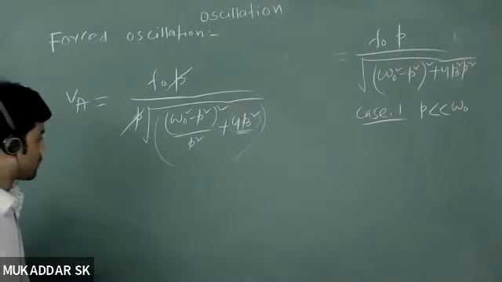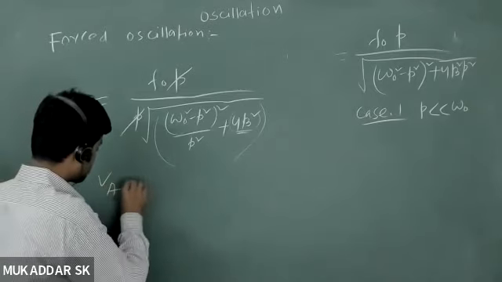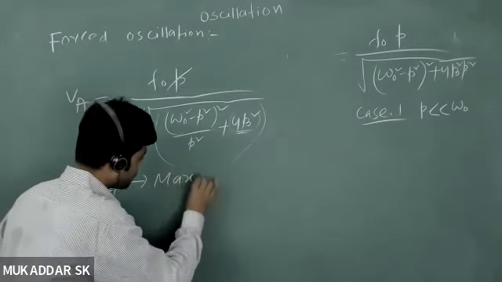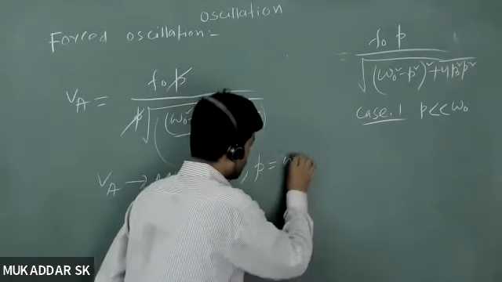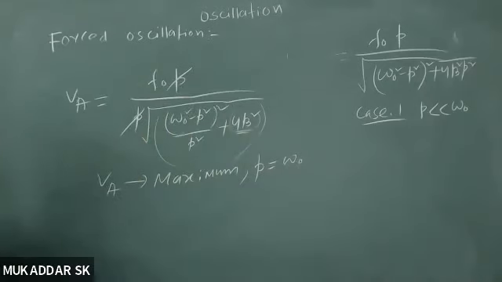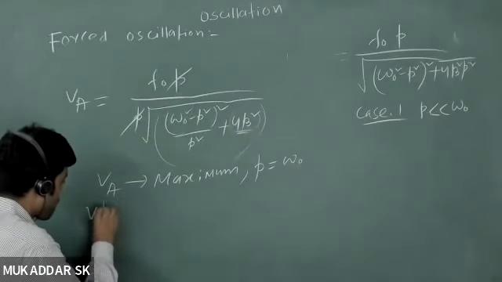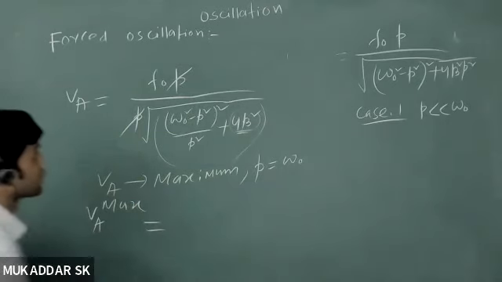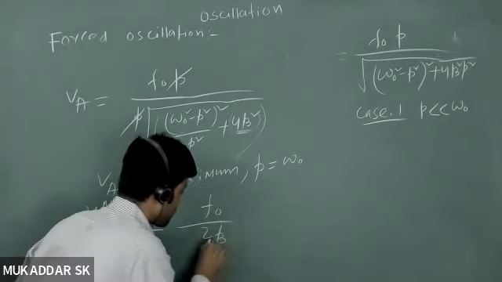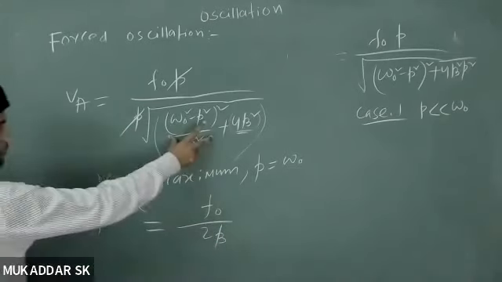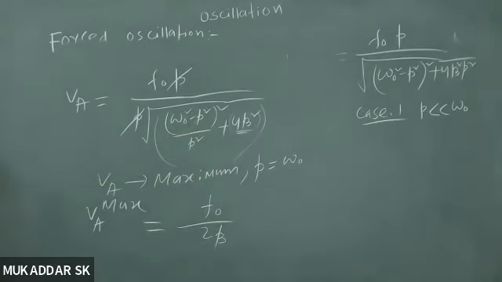Okay. So it means VA will be maximum. It will be maximum when P equals to omega naught. Right? So VA maximum will become how much? So it will be F naught by twice beta, right? Because this term will be 0. This term will be 0, right? So velocity amplitude now becomes F naught by twice beta.